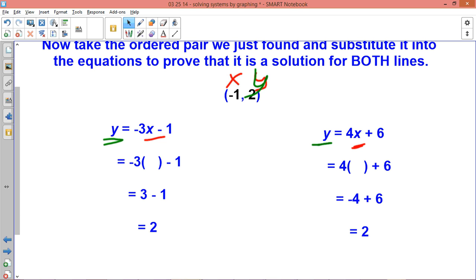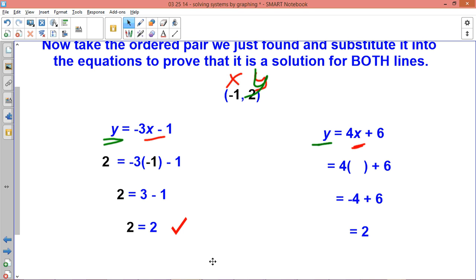Well, let's see what happens. I plug in 2 for y. I plug in negative 1 for x. I simplify. This gives me 2 equals 3 minus 1, which is 2 equals 2. I know that this is correct, so it checks out on the first one.